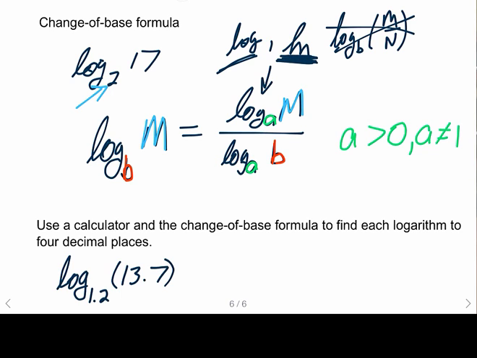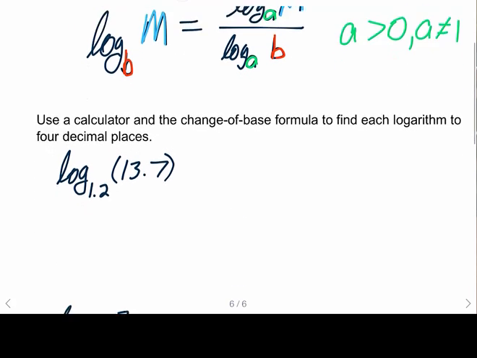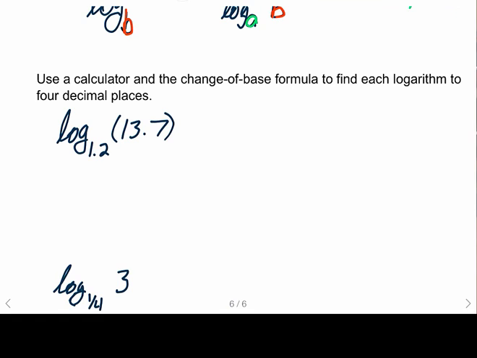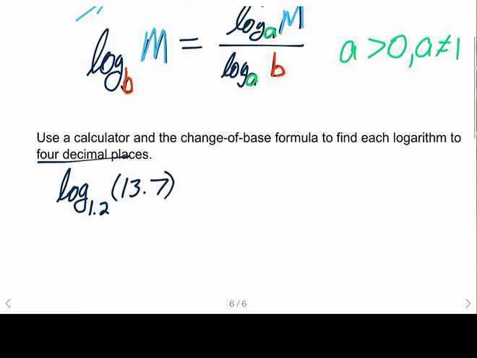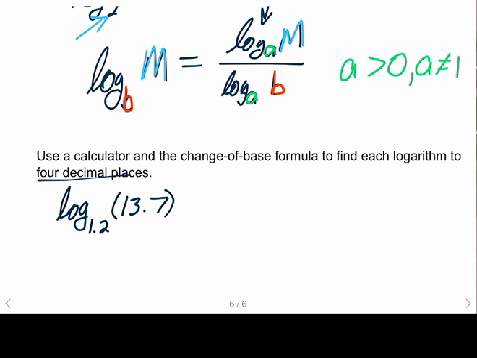And now we're going to use a calculator in the change of base formula to find the values of particular logarithms. To 4 decimal places, it says. And pay attention to those instructions too. Log base 1.2 of 13.7. So let's glance back at our change of base formula. The argument 13.7 is something that ends up in the numerator. The base of 1.2 is something that ends up in a denominator.